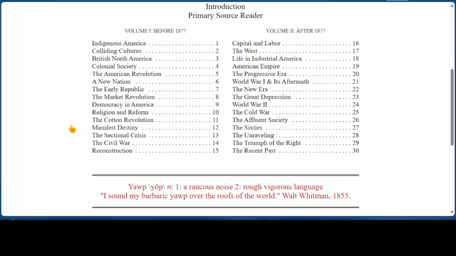So as you can see here, volume 1 is the time period of before 1877. So this goes from the indigenous America all the way to Reconstruction, the Civil War and Reconstruction. And then we have volume 2. This is after 1877. This is capital labor all the way to the triumph of the right and the recent past. So this is a totally interactive textbook.